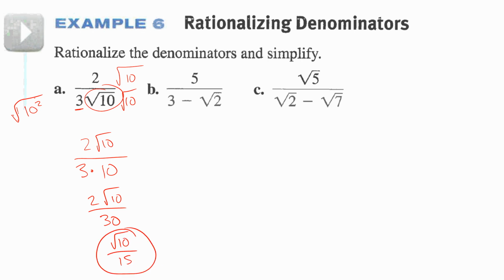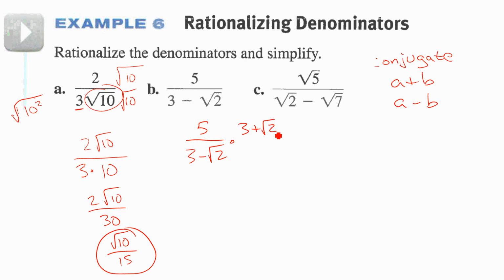Okay. All right, the way we do it when there are two terms is we need to multiply it by something called a conjugate. If you have an A plus B, the conjugate is A minus B. So for B, we got 5 over 3 minus rad 2. We need to multiply by 3 plus rad 2 over 3 plus rad 2.